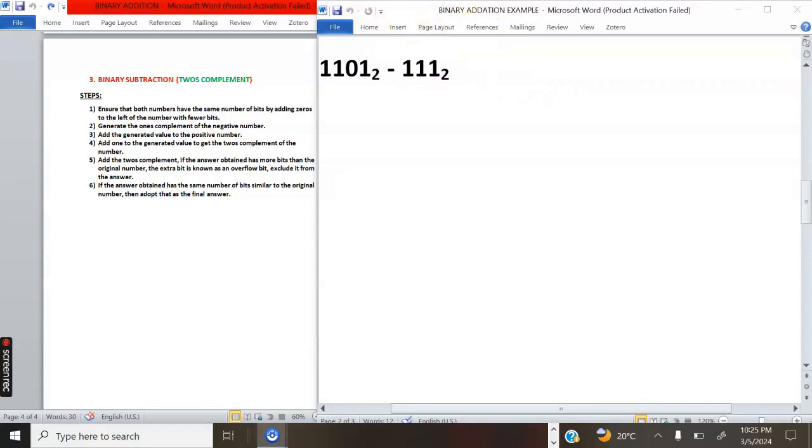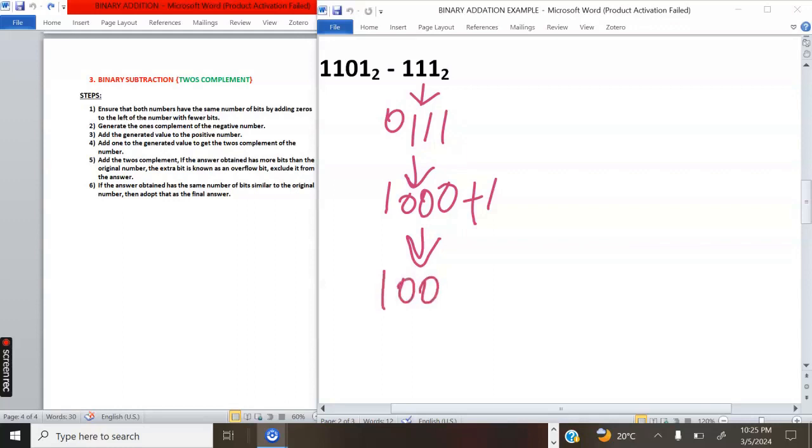Okay, so for this one we will have 0111. Then the next step, we convert it into one's complement. In one's complement, whenever we have 0, it becomes 1, and 1 becomes 0. So the one's complement of this will be 1000. After doing that, for the two's complement we need to add 1 to the number. Therefore, the answer that I will have is 1001. Remember the rules? 0 plus 1 is 1, while 1 plus 1 is 10.